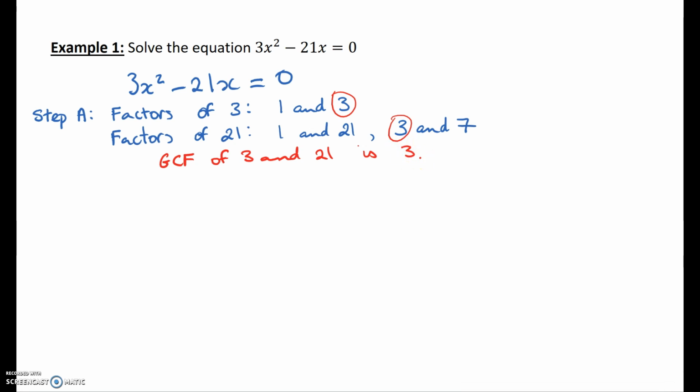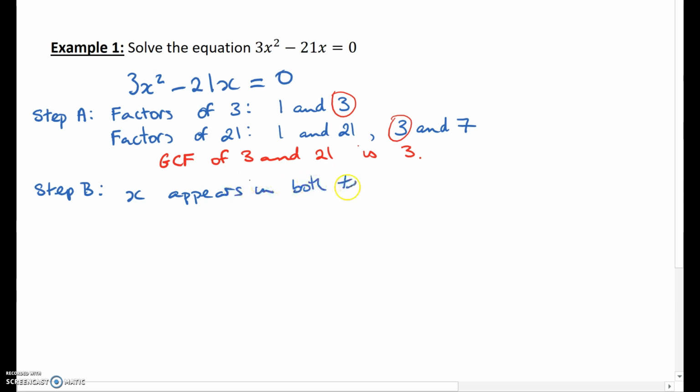Okay, so move on to step B. And step B is to write out the letter that appears in each term, 3x squared minus 21x. So we go back and look at the question. The letter that appears in both terms is x. And the smallest power of x that we have there is just x.